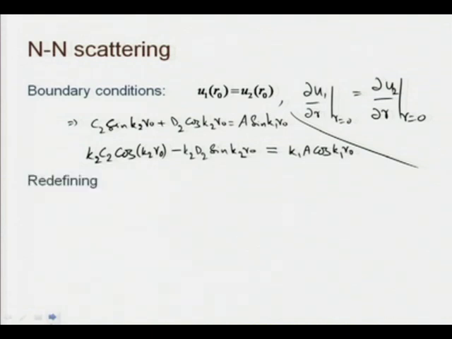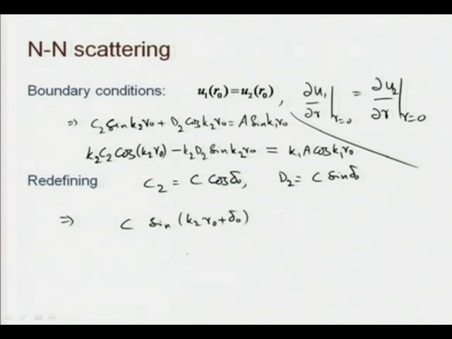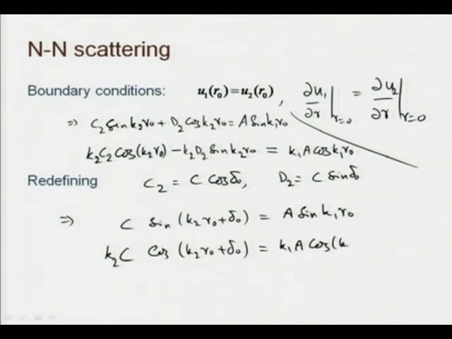Now, let us redefine to make it in a slightly nicer form. We redefine c2 equal to some constant c times cos delta and d2 equal to c times sin delta, some delta, let me take it as delta 0. So, this will give the boundary conditions to be c sin(k2 r0 plus delta 0) equal to a sin k1 r0, okay, and k2 c cos(k2 r0 plus delta 0) equal to k1 a cos k1 r0.